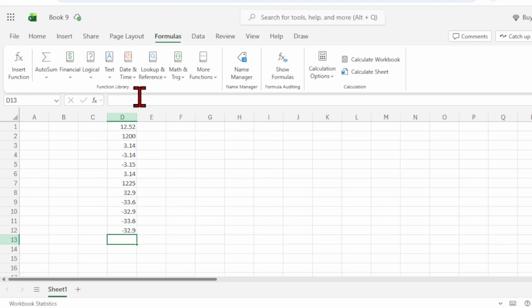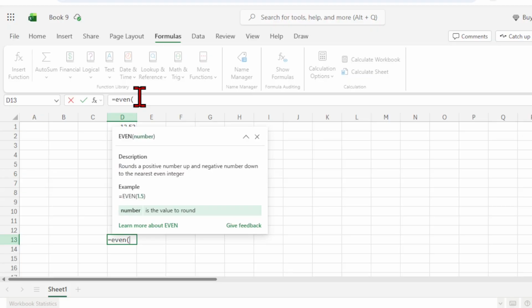The last 3 are more specialized functions. You could use the functions we've seen up to this point to do the same thing as the last 3 functions, but I think these are more for error trapping so that there's no way you can make a mistake. It's always going to round it in this specific way, and that's EVEN, ODD, and INT. So equals EVEN. This is always going to round it to the next even number away from 0.